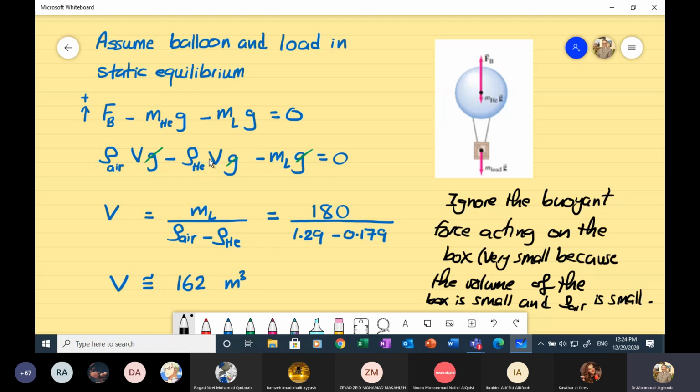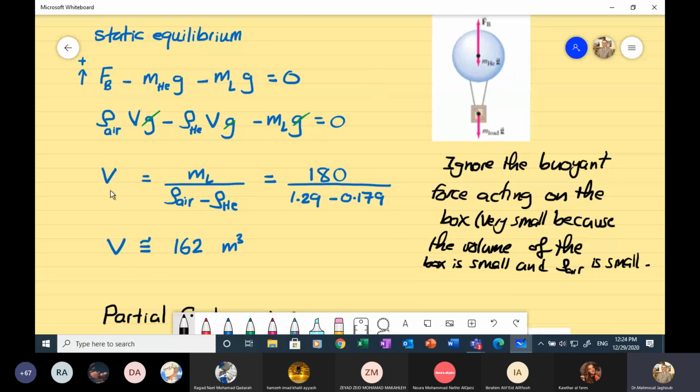G's cancel out, and you end up with V equals m load divided by rho air minus rho helium. This is rho air in kilograms per meters cubed, and this is rho helium in kilograms per meters cubed, and this is in units of kilograms. Okay, so you end up with this volume of the balloon that is required to lift a total mass of 180 kilograms. You should have 162 meters cubed. لاحظوا 162 متر مكعب.